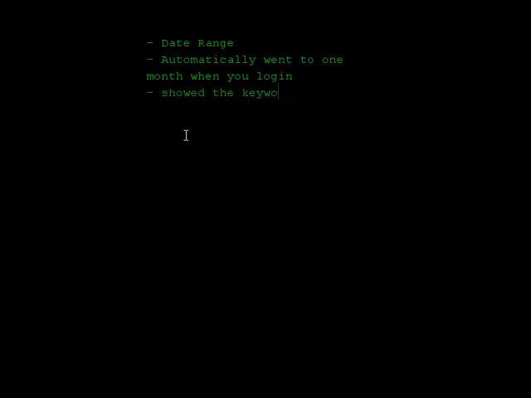So I guess we get straight into it. Facts or features from that. What I would start with, I'd go date range, because we saw that it had a date range. It automatically went to 1 month when you log in. What else did it show? It showed the keywords you were getting clicks for, the bid terms.